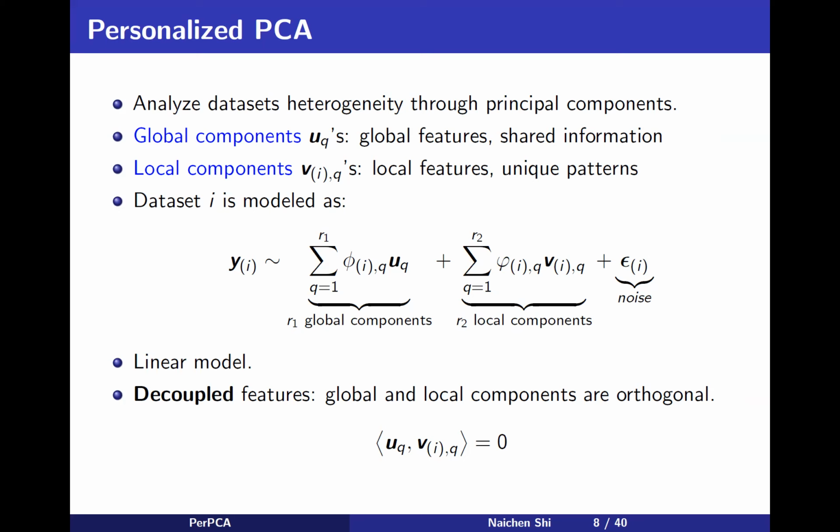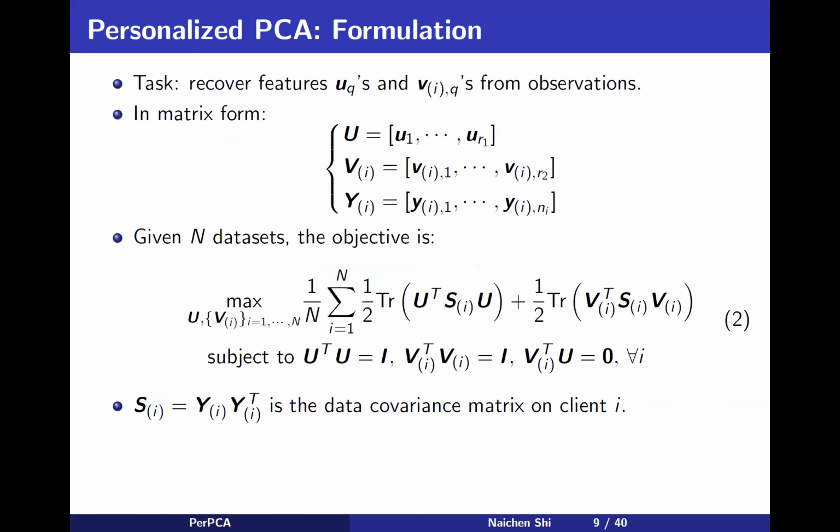An important assumption we make on top of this model is that the global PC and local PC should learn different things. They should capture different features and span different subspaces. So we assume that global PC and local PC are orthogonal. This is an inductive bias we add to the data generation process. Okay, so from the statistical perspective, our task is to recover the global PCs and local PCs from our observations.